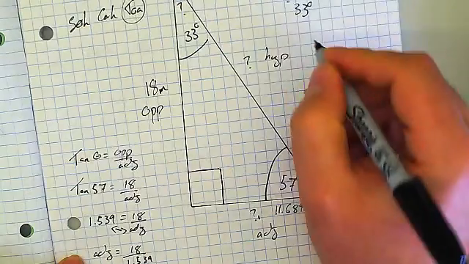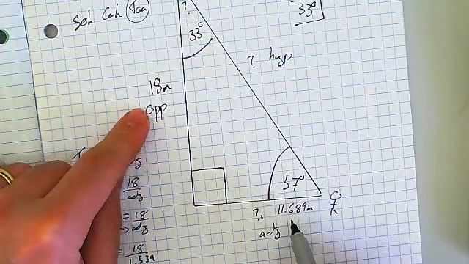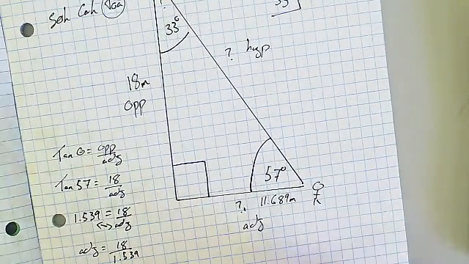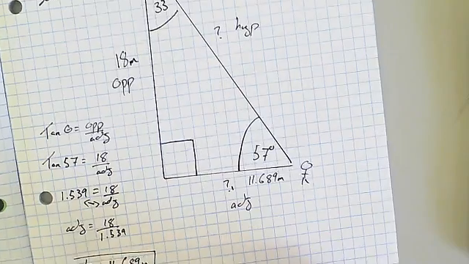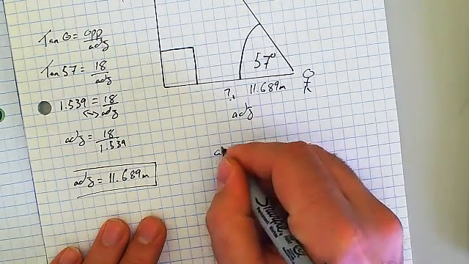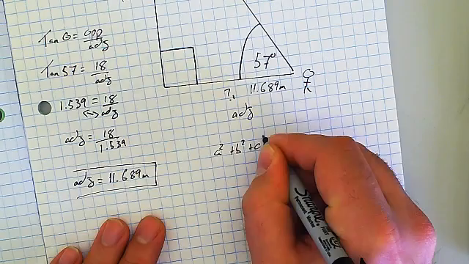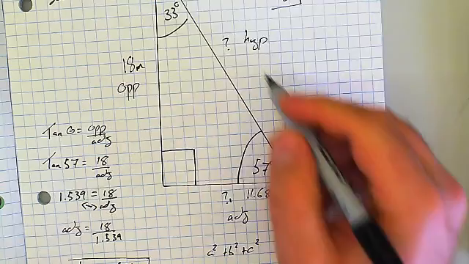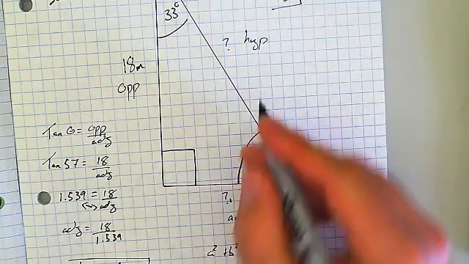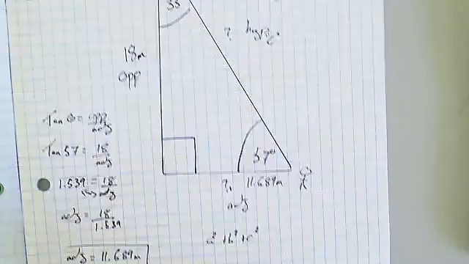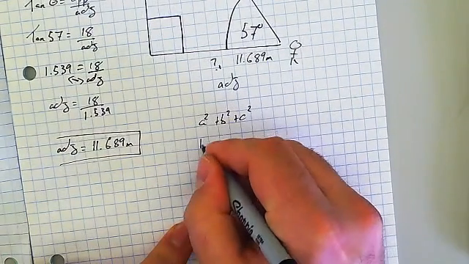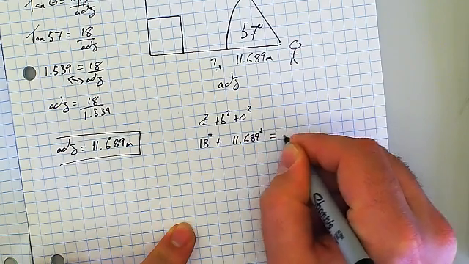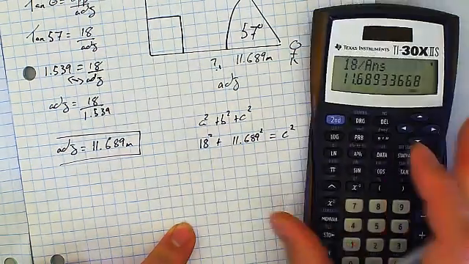Now, there's nothing stopping me from doing the exact same thing again, using opposite, or in our case, we could use 11.689 to find a hypotenuse using either sine or cos. However, to showcase all three methods we've learned this chapter, I'm going to use Pythagorean theorem. Pythagorean theorem is a squared plus b squared equals c squared, with the only stipulation that c is our longest length, which is our hypotenuse in this case. So when I set this up, I'm going to go 18 squared plus 11.689 squared equals our c squared.